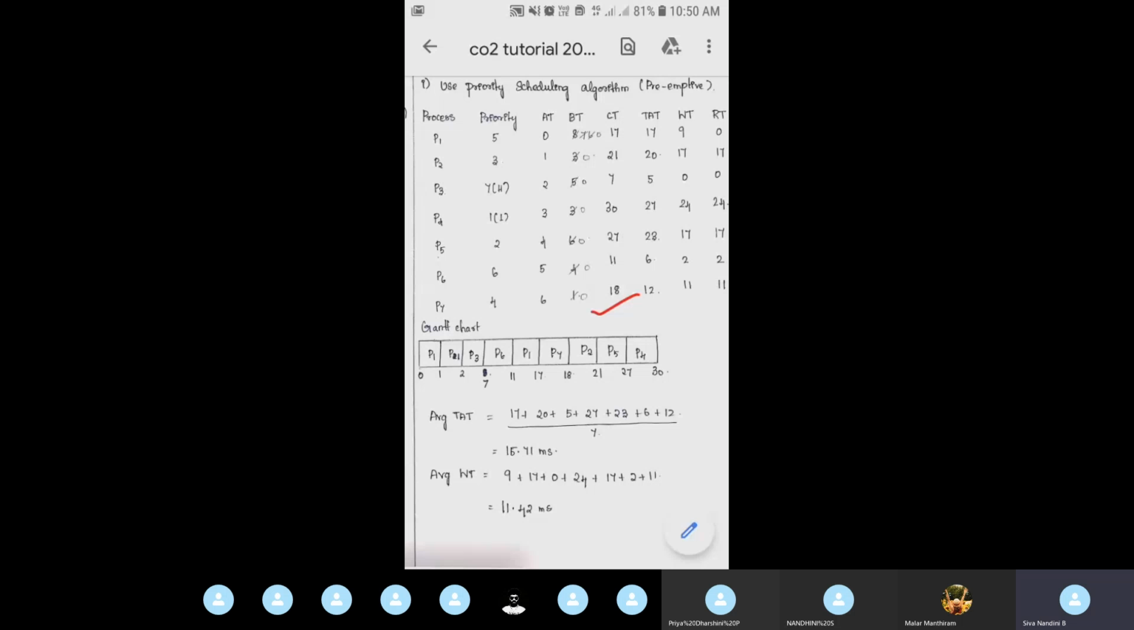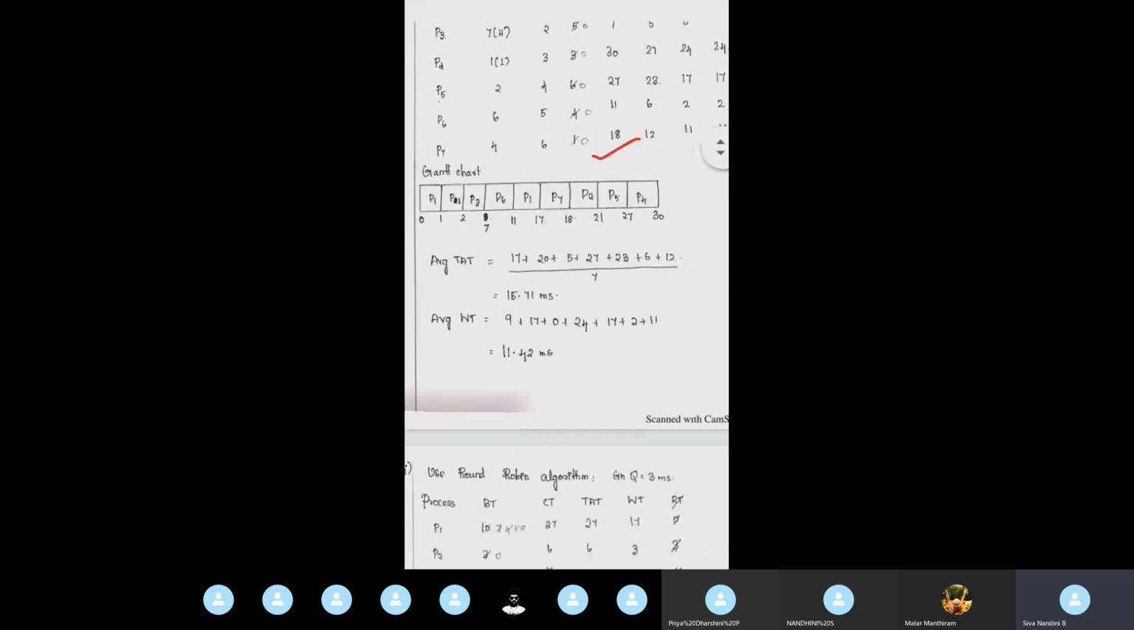Like this, you will be scheduling in the preemptive way in the Gantt chart. We will be stopping at each next arrival time and doing the comparison.